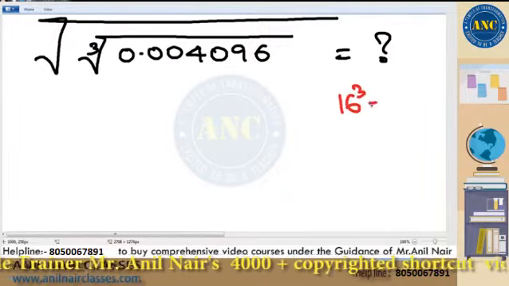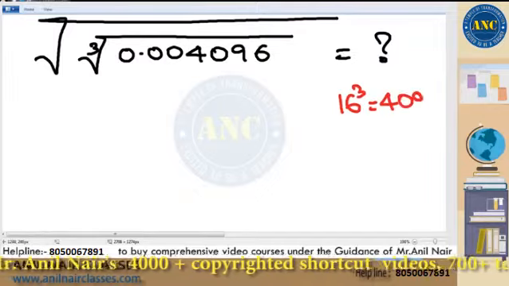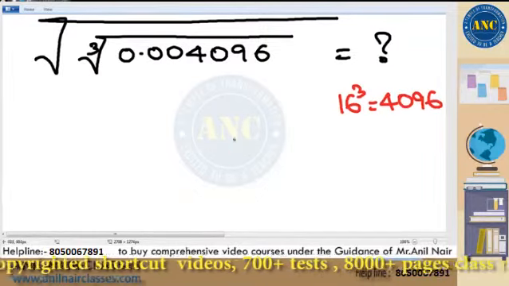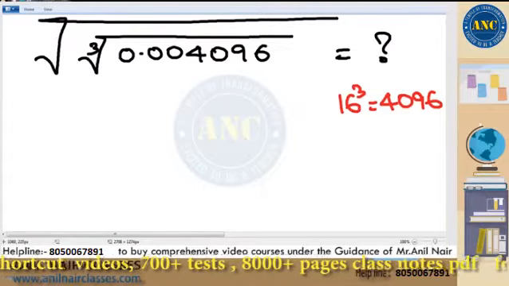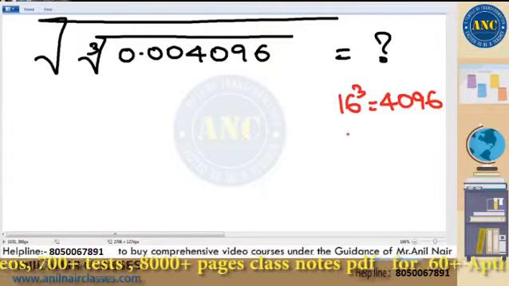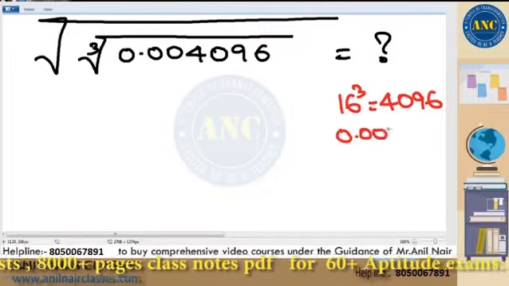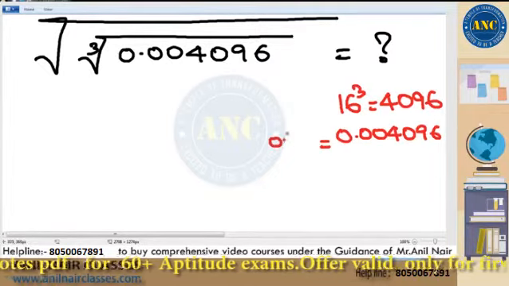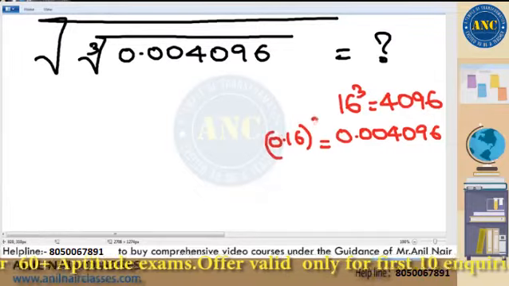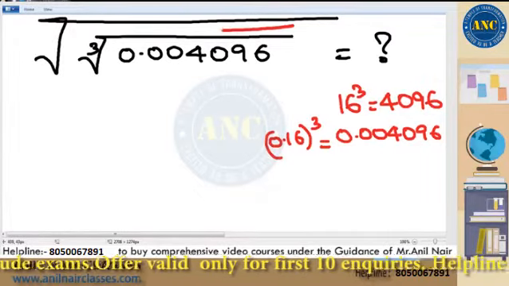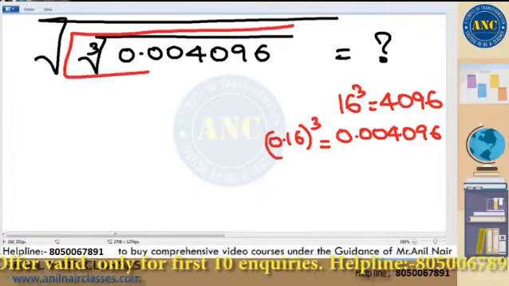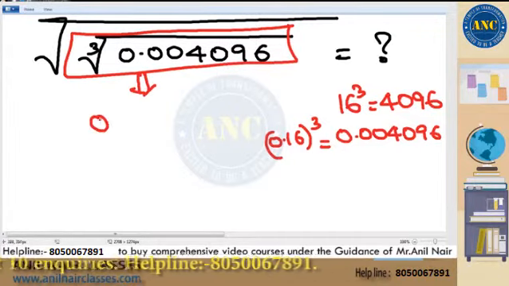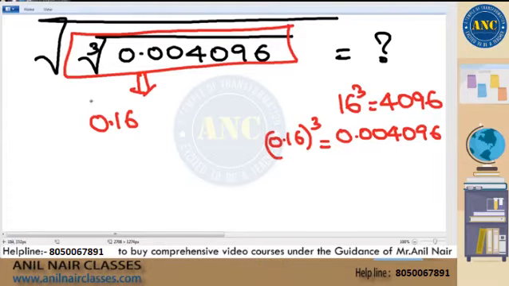Now, can I say that 16 cube is nothing but 4096, right? Now, can I again say that because 16 cube is 4096, 0.004096 is nothing but 0.16 cube. These both are absolutely same. That means the cube root of 0.004096 is nothing but equal to 0.16. I will replace that with 0.16.